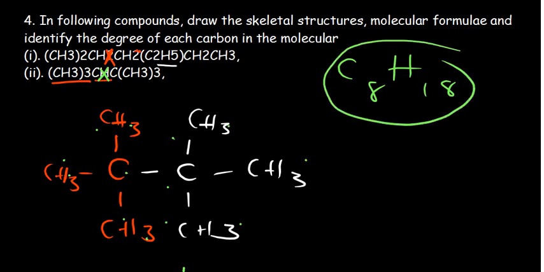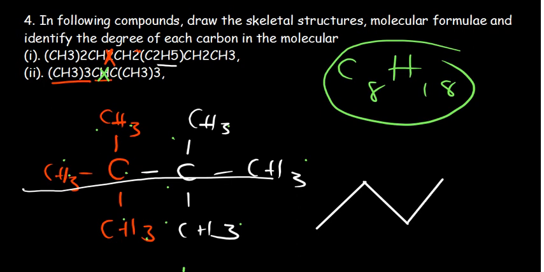Our skeletal structure is something that is going to be very simple. So look at the longest chain. We have 4 of them, right? So I'll just say 1, 2, 3, and then we have 4. So we've already represented the 4 carbon atoms in the main chain.